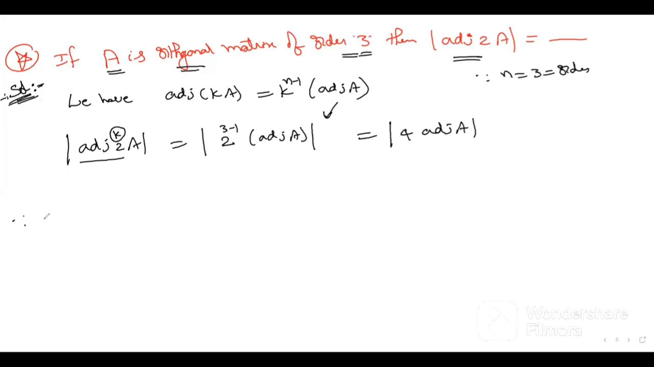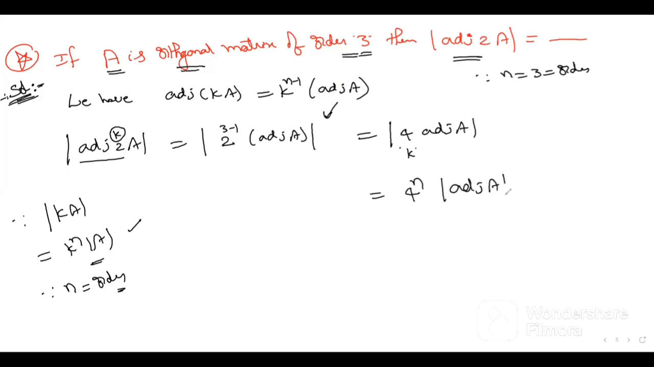Okay, we have one more formula, determinant of kA is equal to k to the power n into determinant of A. Here n is the order of the matrix. So here k value placed in 4 given. Now we should apply the determinant of kA formula, k to the power n, 4 to the power n into determinant of adjoint of A. But here n value, how much value? 3. 4 to the power 3.